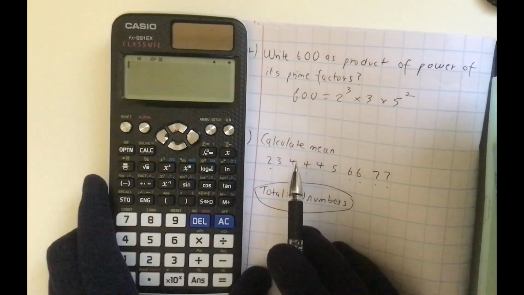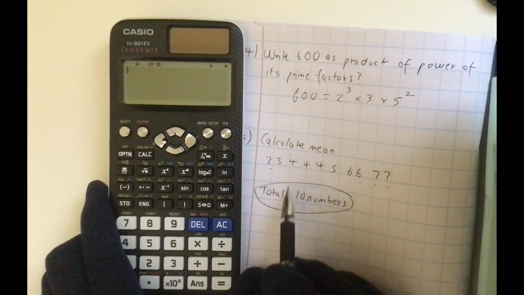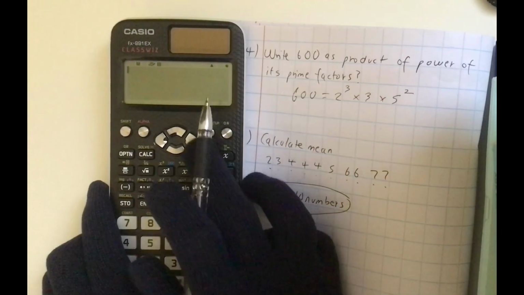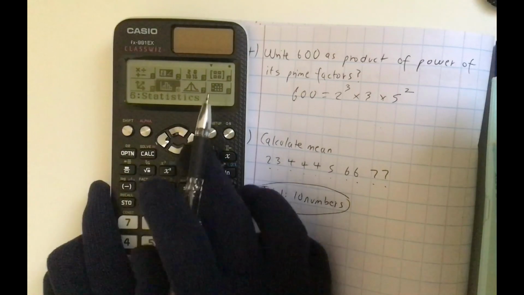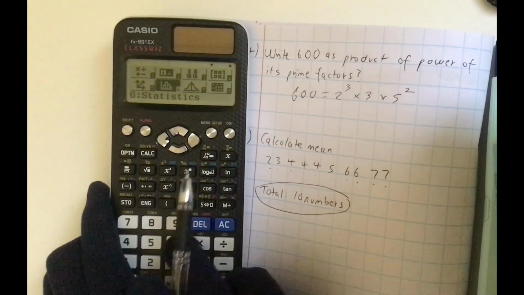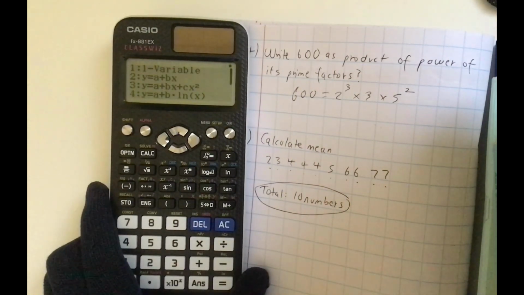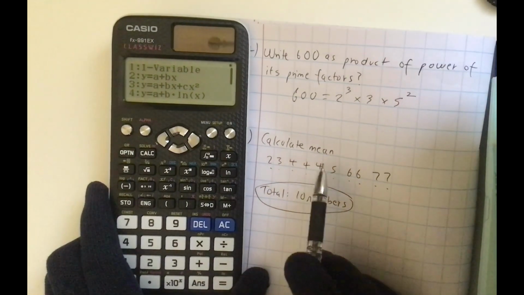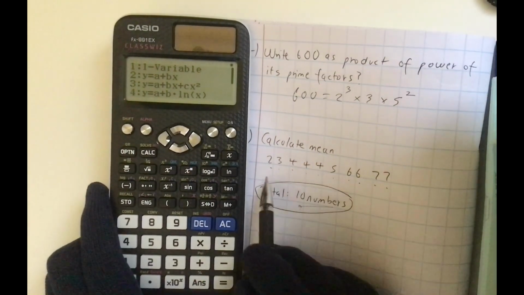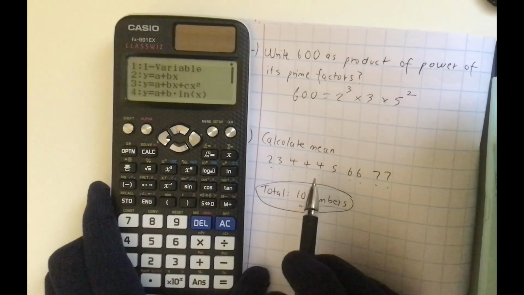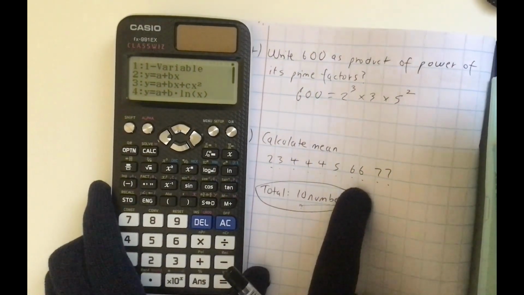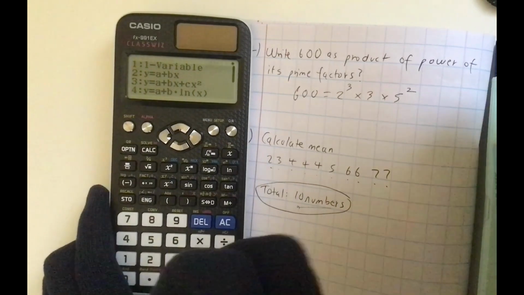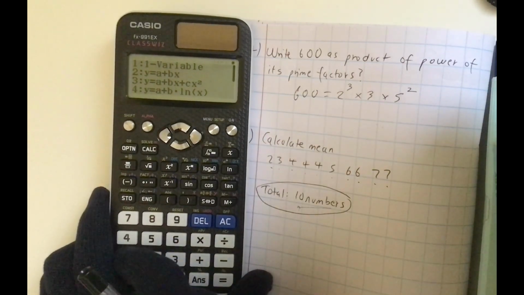Now, in order to calculate the mean, all you need to do is hit this menu button again, and you're going to scroll all the way to statistics. You're going to hit 6 for statistics. Once you do that, we have to calculate the mean of 10 numbers. So these are 10 numbers that are given to us. So you're going to hit 1, since we want the one variable. That's where you calculate the mean.